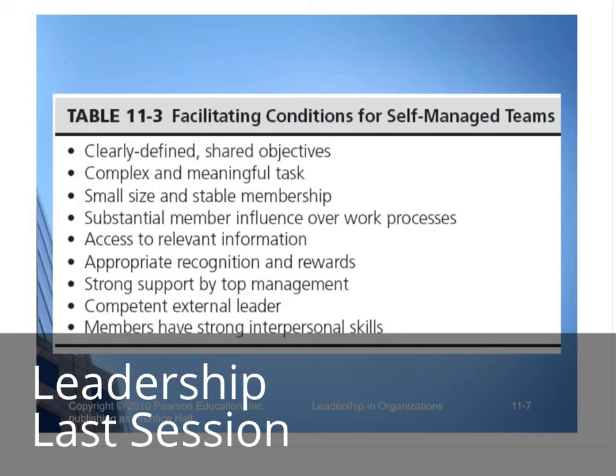Okay, and then you see the facilitating conditions for self-managed teams. So you want to facilitate. It's very important and very interesting that leadership nowadays is turning from what it used to be, from you doing all the job, to basically facilitating. You are a facilitator now. You're not just the one who does everything anymore. You just facilitate what you want to be done.